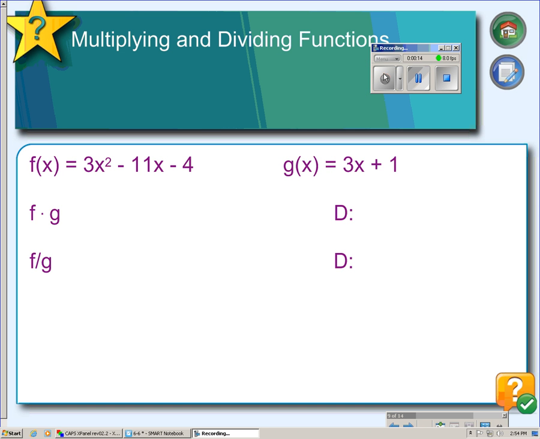In the last lesson, we left off with multiplication and division of functions, so here is one for you to try. Go ahead and work it out. There will be some factoring involved, and when you're ready, hit play.